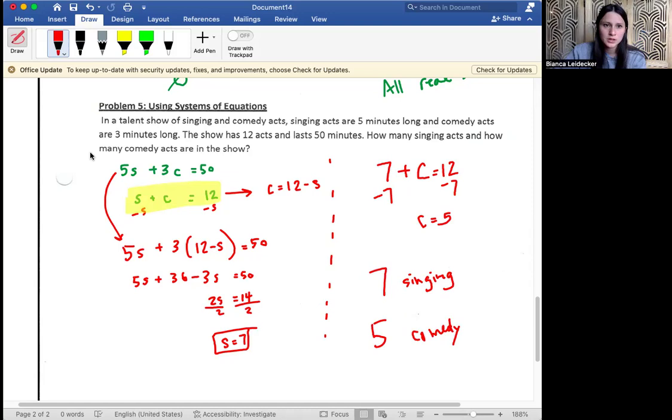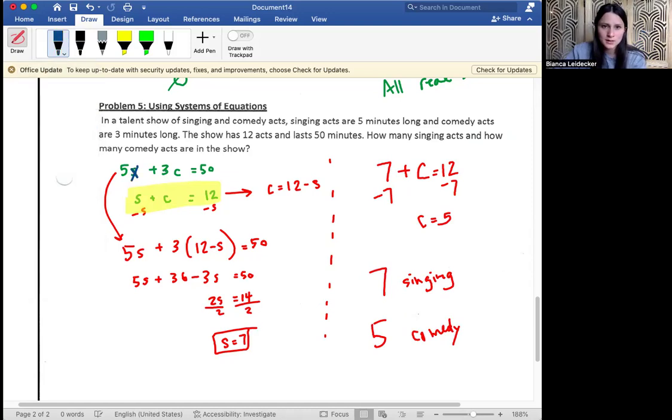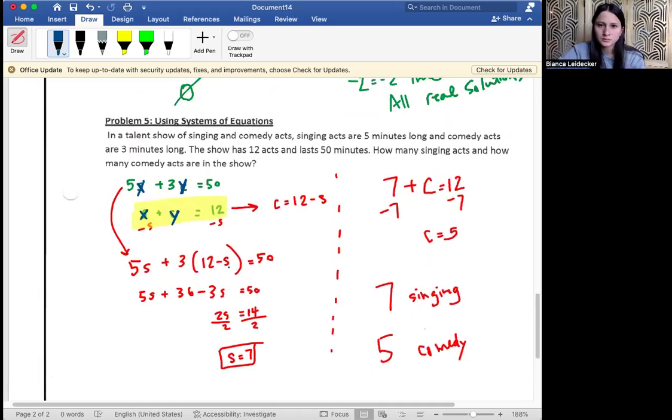If you were to have to graph this, the only thing you would want to do different is instead of S and C, write X and Y. Pick one variable to be X, pick one variable to be Y. Then you could graph it using your X and Y axis. That's the only thing you do different. But I don't have to graph this one, so I really can leave it as S and C if I wanted to. You're doing the exact same thing you did above, it's just different letters.